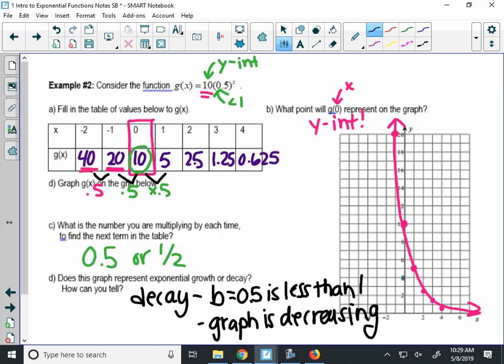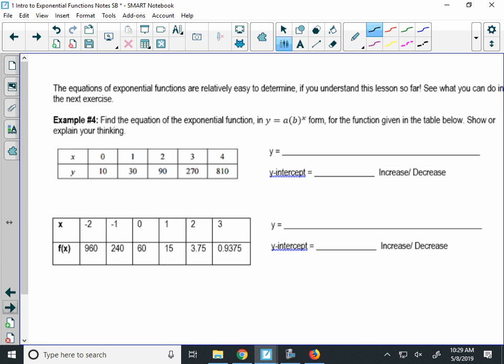Two more problems here. Let's look at some tables. This will help us figure out how to find that growth rate from a table of values. So we're going to write an equation, y equals. Now I want to find the y-intercept and whether it's an increase or decrease before I write the equation. The y-intercept always happens where x equals 0. So on this table, the first one, x equals 0 is the first number I see. So it has a y-intercept of 10.